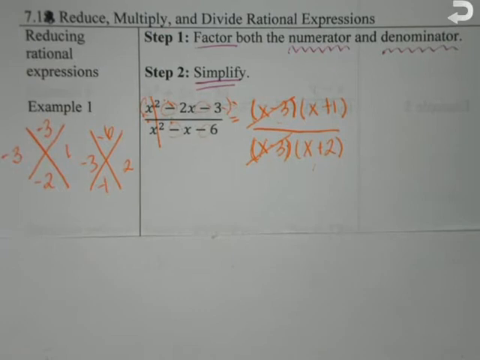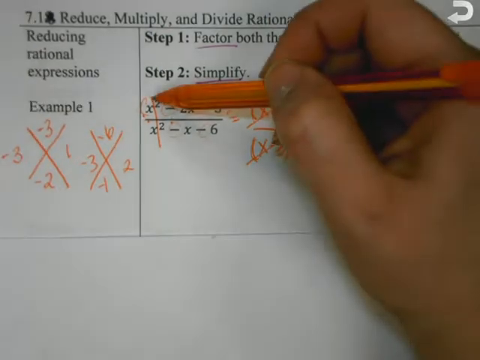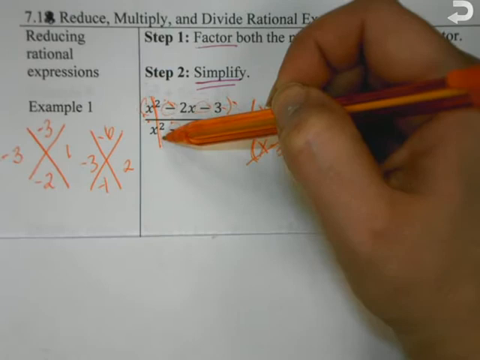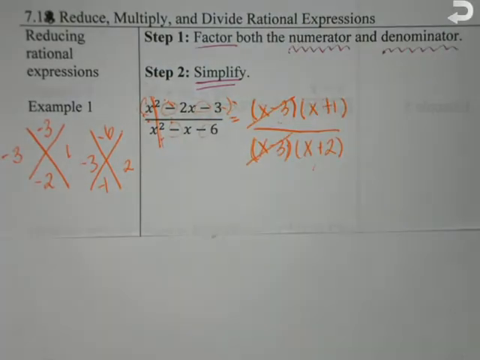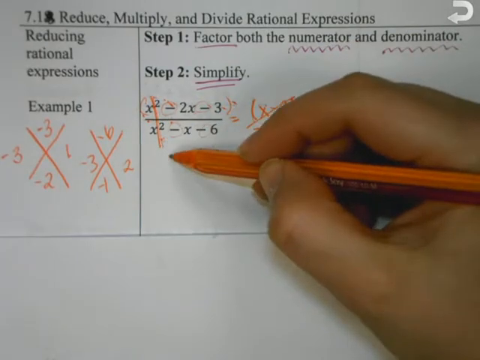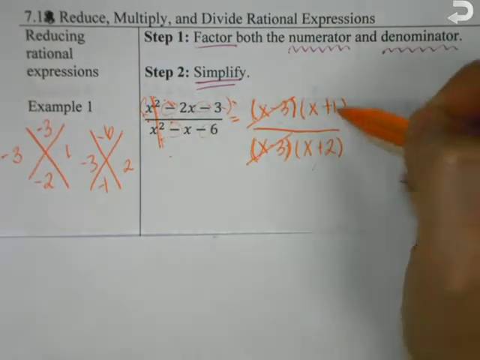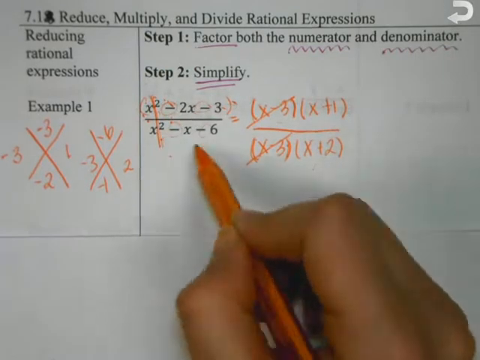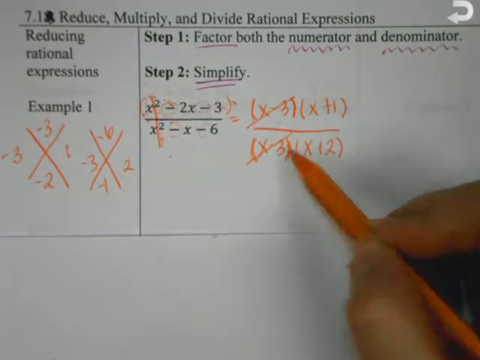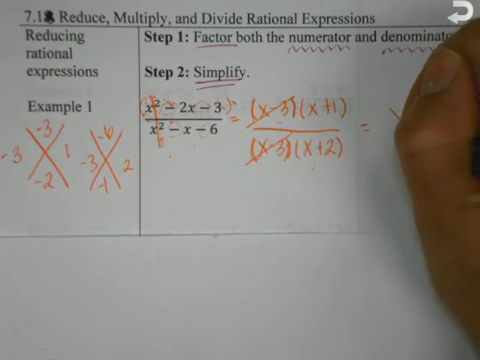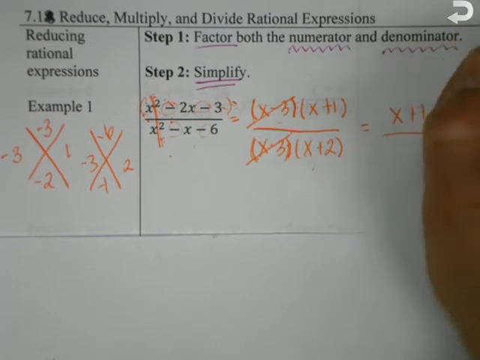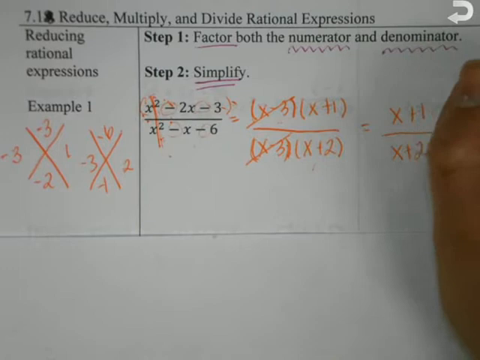If I see you do this on a test or a quiz, I will be very upset because I get tired of writing "can't do this" a million times on tests. Okay, you cannot do this. You have to, it has to all be exactly the same, or after you break it up, there's parts that are exactly the same. So then my answer comes out to x plus 1 all over x plus 2. You can't reduce anything else there, so you are done.